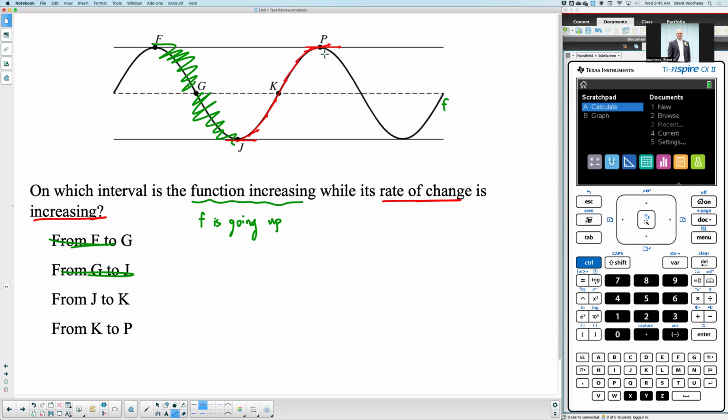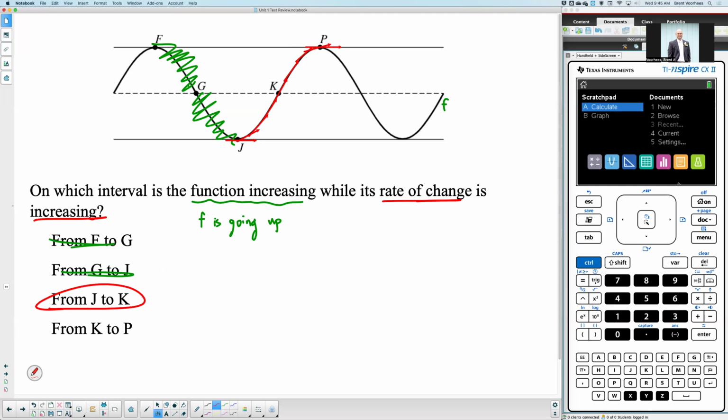Are they still increasing? No, you are answering it as if they're positive. I'm not asking if they're positive. I'm saying, are they still increasing? Is it becoming a greater and greater slope? No, my slope's getting less and less. It gets to 0 right there. So the correct answer is J to K. Make sense on how to do those?